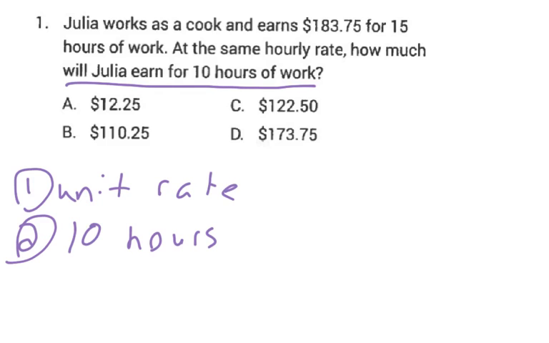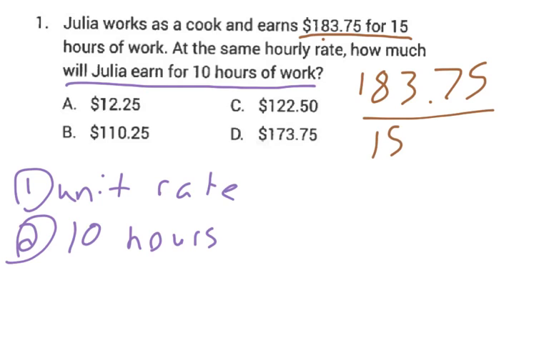So first of all, let's ask what we know. Well, I know she's earning $183.75 for 15 hours of work. So let's figure out how much she earns for 1 hour of work. So we're just going to take $183.75 and we're going to divide it by 15. So she is earning $12.25 an hour. Now look, that is one of our choices, but that is not what they asked for.